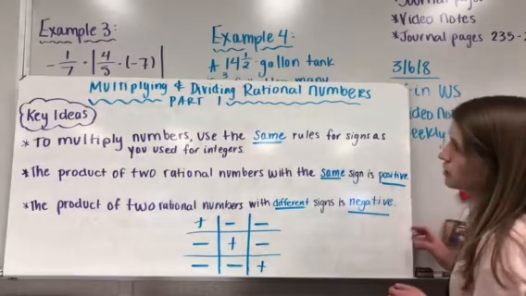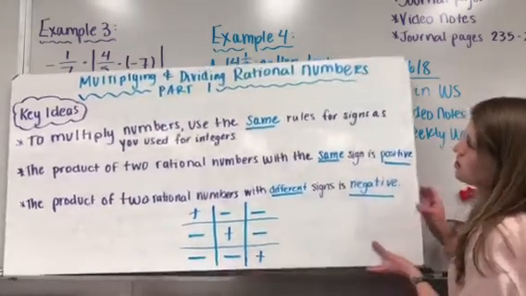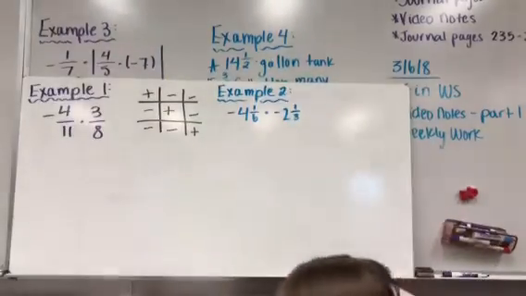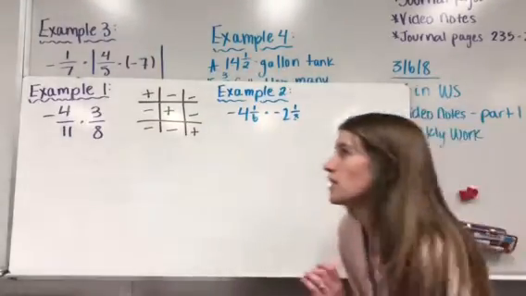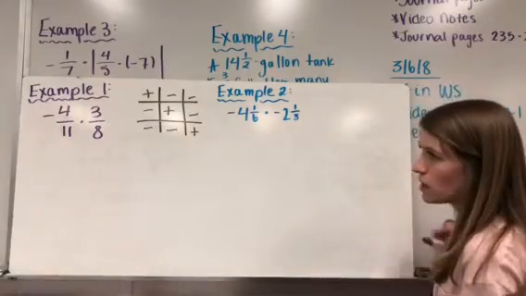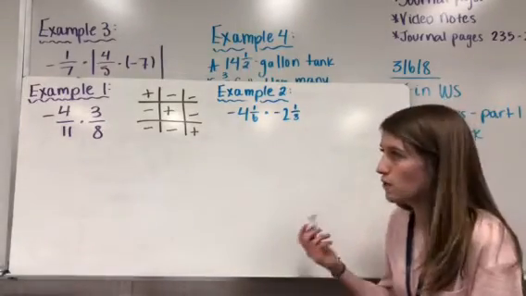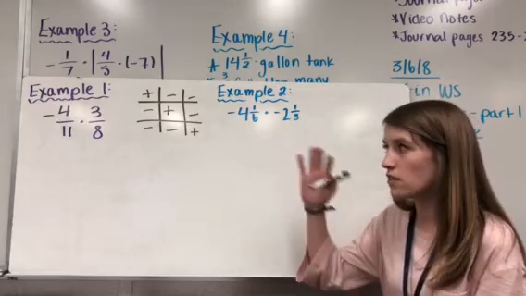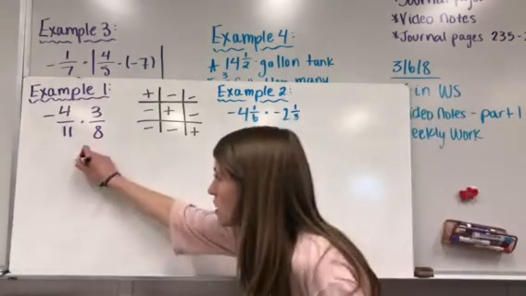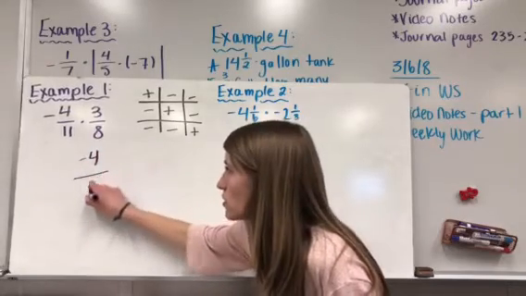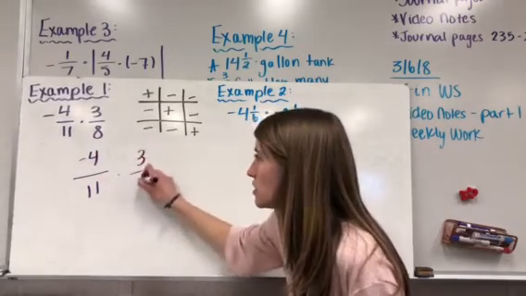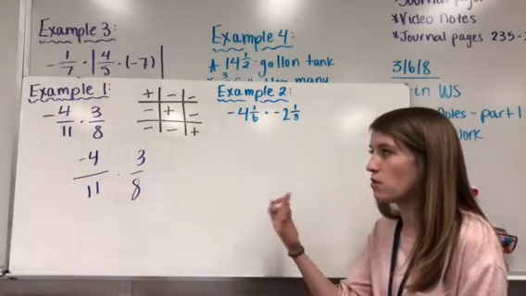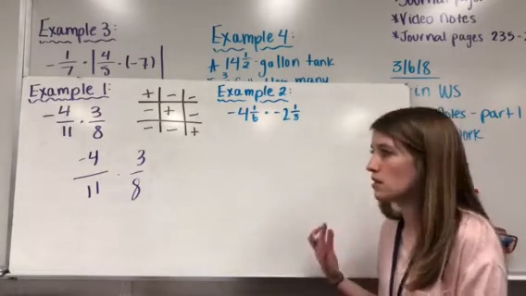Let's try two examples together. So example one right there says negative 4/11 times 3/8. Our first step, just like with adding fractions, was to take the negative and keep it with the numerator. So this is negative 4/11 times 3/8. Now when we're multiplying fractions, reminder that we multiply numerators and then we multiply the denominators.